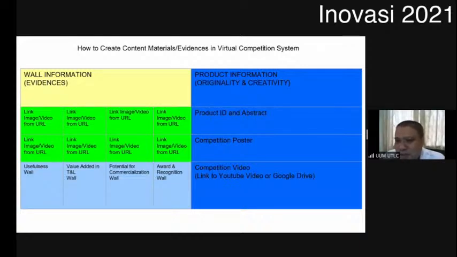Okay, so that's why I can say that we have two objectives. Number one is more on the judging criteria, the competition. The second one is the exhibition. The judging competition is more for the jury or the judges to evaluate your product.